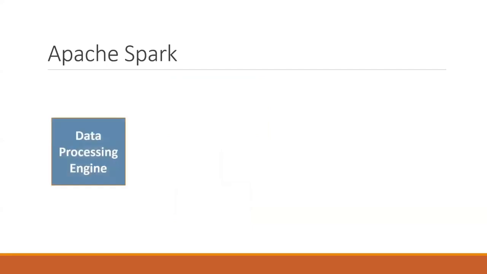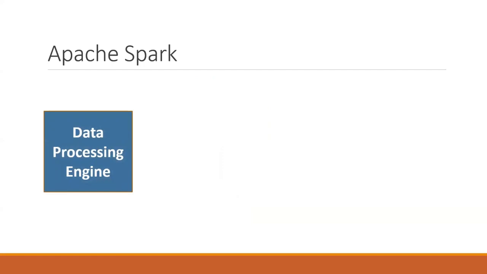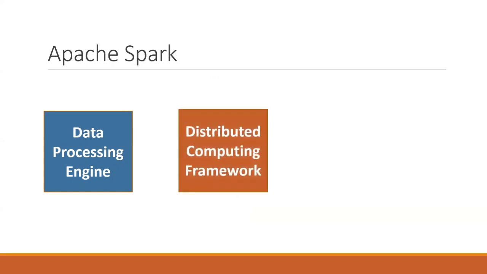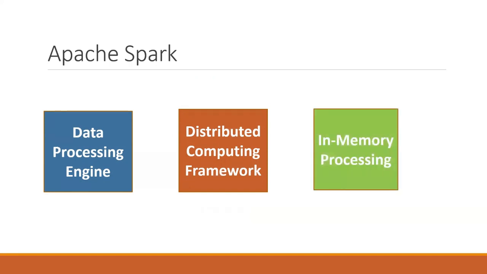And what is Apache Spark? Apache Spark is a data processing engine that is designed to handle big data processing workloads. Apache Spark uses a distributed computing framework for data processing. In-memory processing is a key feature of Apache Spark. In Spark, data is loaded into memory before processing.